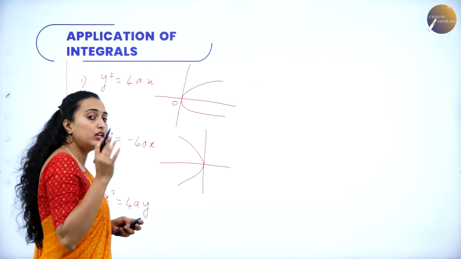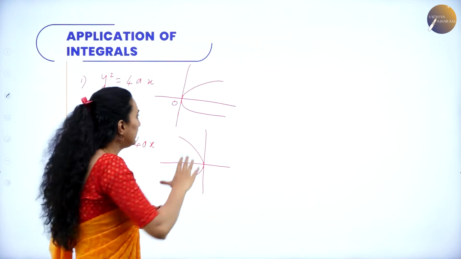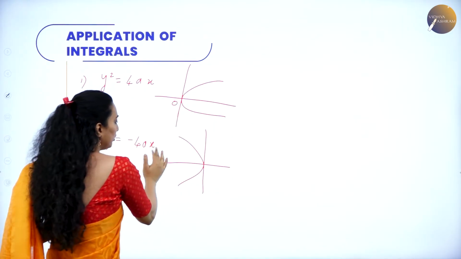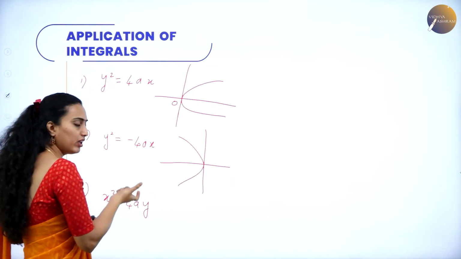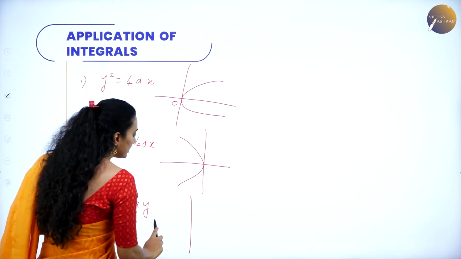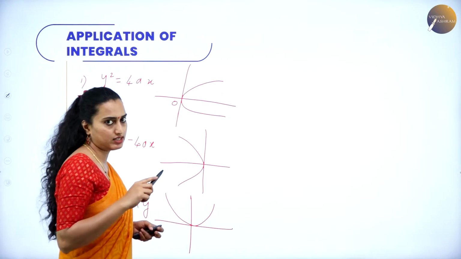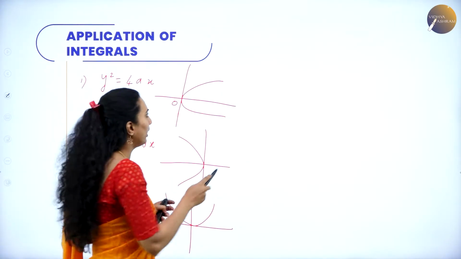Now, dear students, if you have y squared equal to 4ax and y squared equal to minus 4ax, the parabola is to the right side of the origin about the x-axis, and to the left side of the origin about the x-axis. Now, if the x and y variables are interchanged, x squared is equal to 4ay means it is above the x-axis. This is the diagram of x squared is equal to 4ay.